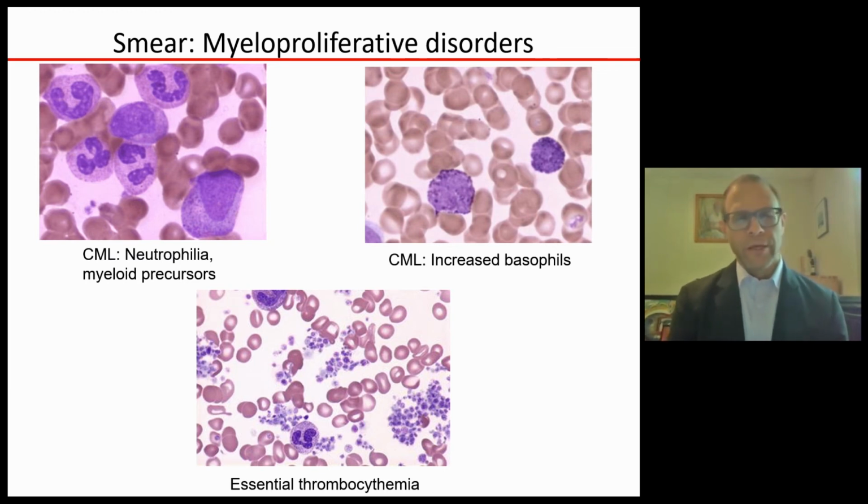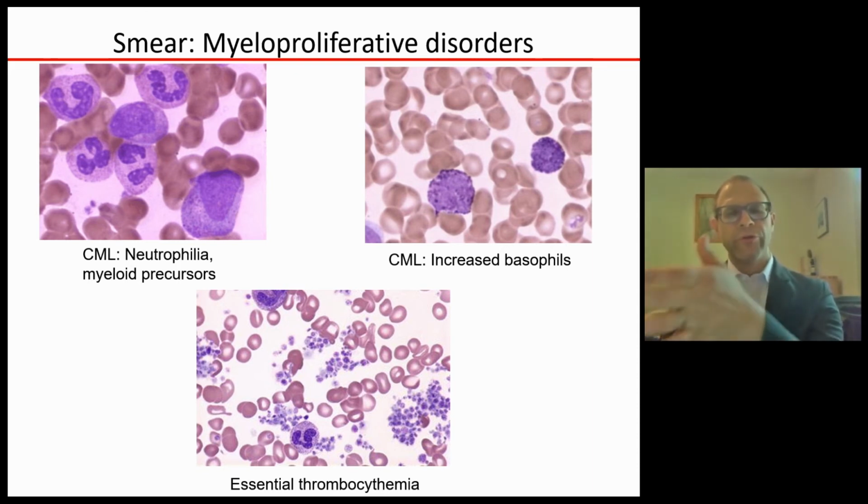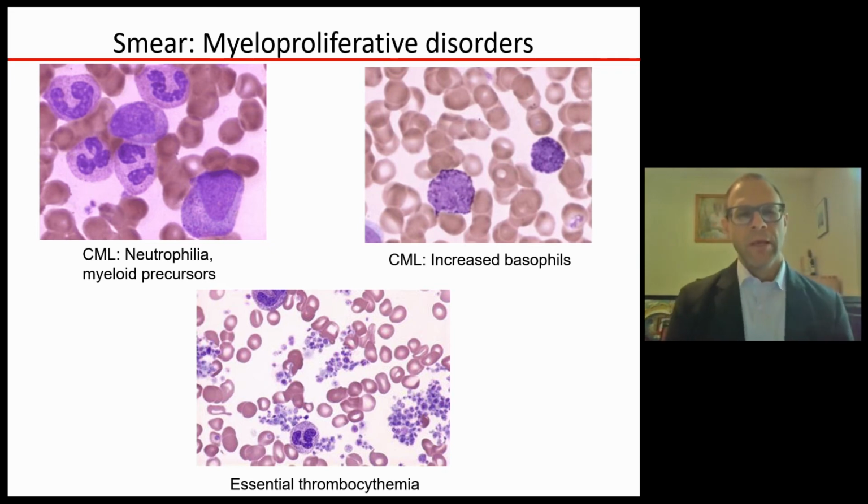CML, we think about it raising white blood cells and causing a left shift in that distribution. So we see immature forms from neutrophils to bands, metamyelocytes, myelocytes, promyelocytes, et cetera. So this slide is showing neutrophils and bands and other younger cells that shouldn't be in peripheral blood. But CML also can increase platelets. And we often do see in myeloproliferative diseases basophilia and some eosinophilia.